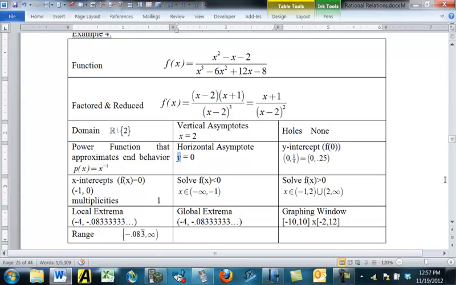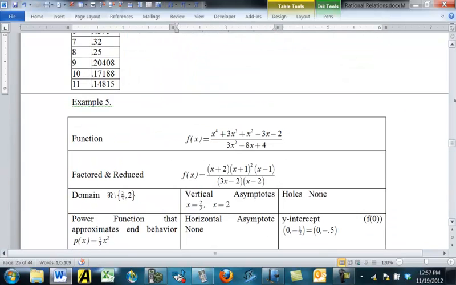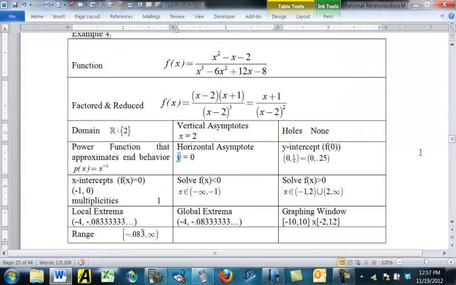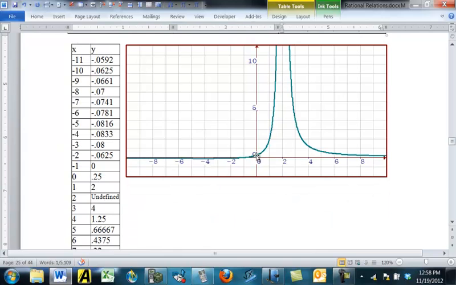You could even zoom in a little bit right in there and see a little bit better what's going on. The y-intercept is when x is 0. So from the original version we see all those are 0. You get negative 2 over negative 8, which is 1/4. So (0, 1/4), that's right here on the y-axis.